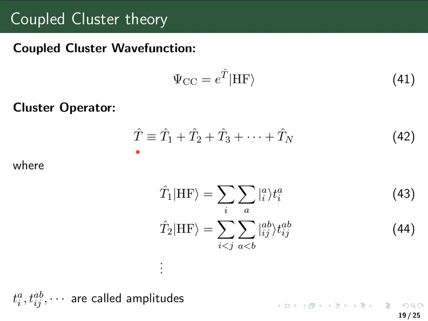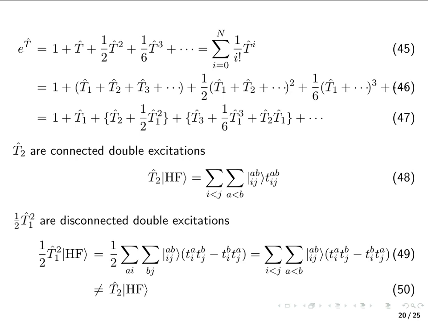So that's the cluster operator, but the question now is, how does this cluster operator work when I have it as the exponent for Euler's number? How do I evaluate the exponential of a cluster operator? Well, I do that in the same way as I would if it were e to the power of x. I just write up the power series expansion of the exponential function, and that is 1 plus x plus 1/2 x squared, or in general 1 over i factorial times x to the i.